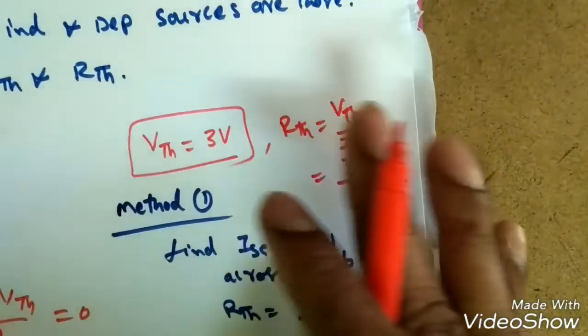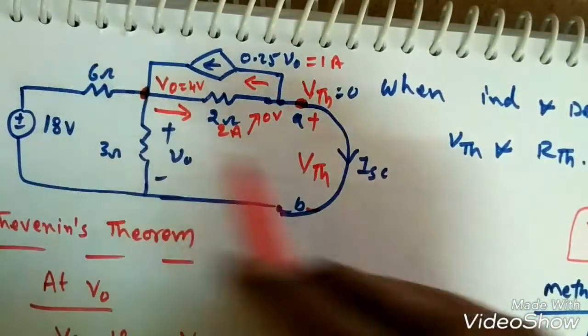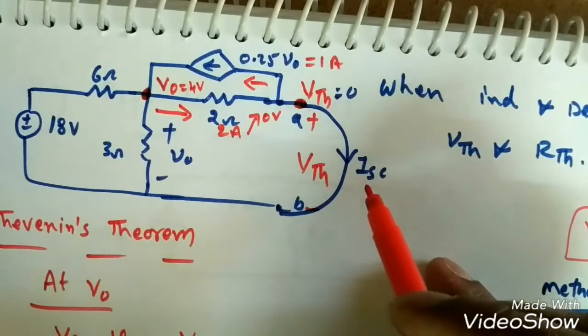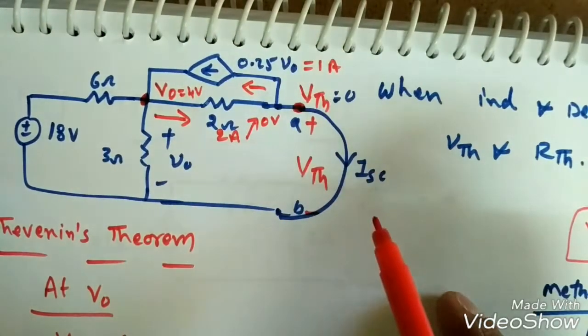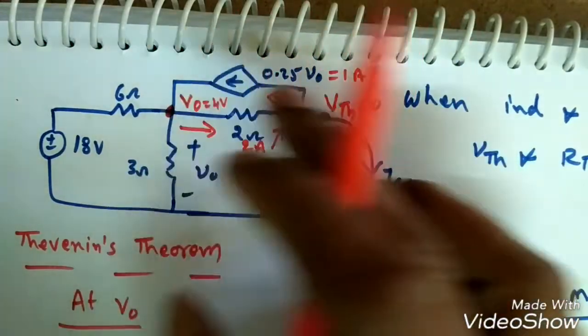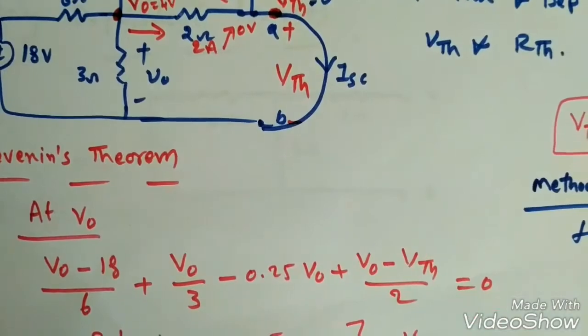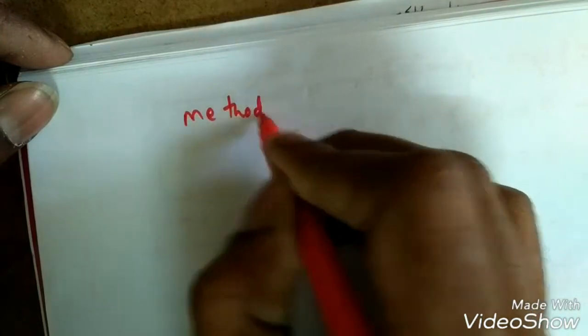So this is one way of finding VTH and RTH. Whenever there is a dependent source, I will go for VTH as well as ISC. Then VTH by ISC is RTH. For finding VTH, simply open, then apply nodal analysis, we will get VTH. Now we have seen method 1. Now method 2 we'll see. In method 2, we should get the same, that is 3 ohms.